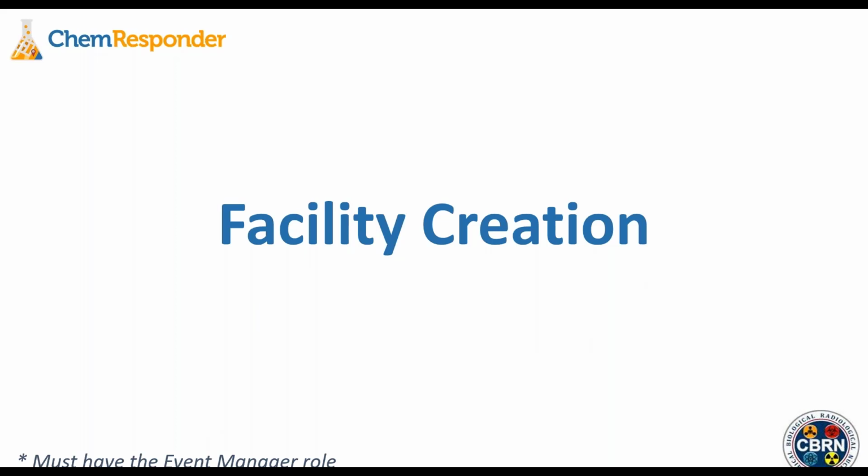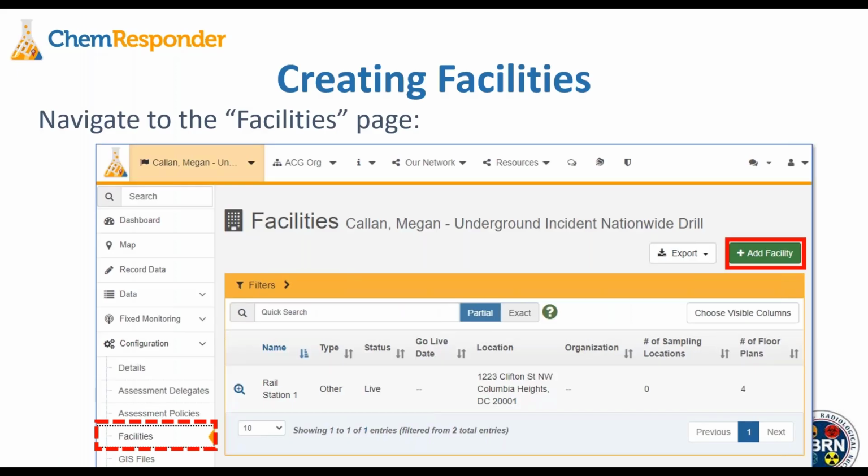Once the event is created, you will then need to add a facility to it. For this, you must have the event manager role. You're going to start by navigating to the facilities page, which is under the configuration tab on the left-hand side navigation menu. And there you should see an add facility button.